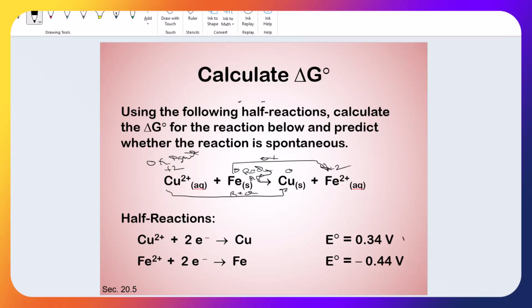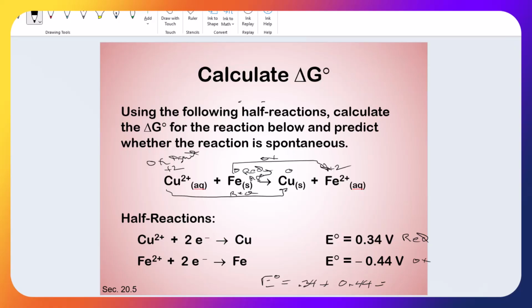So this is going to be our reduction half. This is going to be our oxidation half. So cell potential, E of the cell under standard conditions, is E of reduction, 0.34, plus E of oxidation. Since this is oxidation, we're going to flip this, and when we flip it, we change the sign, so it's now 0.44 positive. And so we'll just add that up.